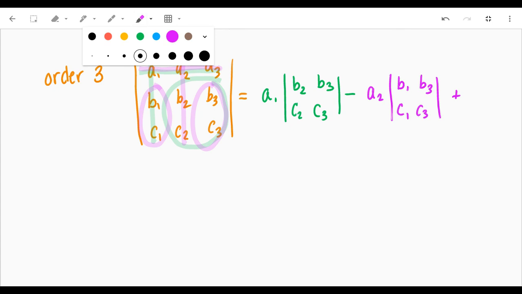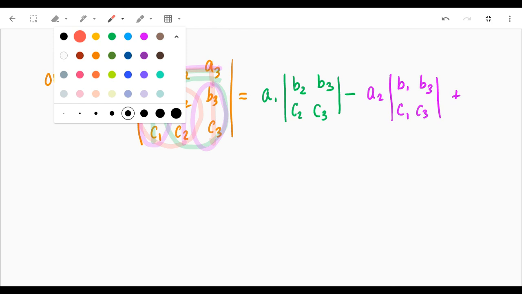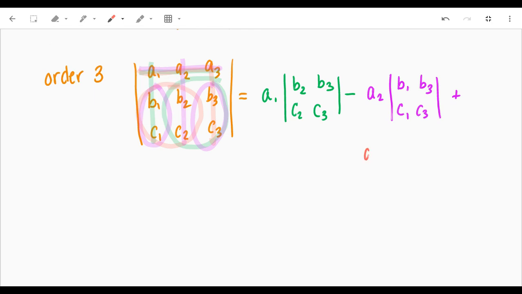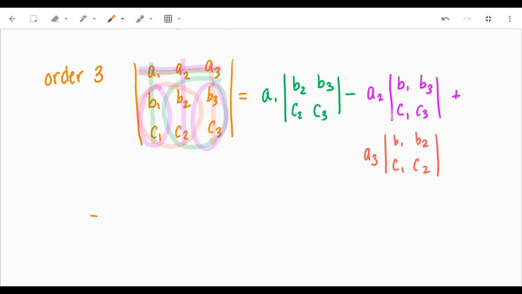And then let's grab a different color here. We take the third column, always the first row. So now we're left with these 4. So now we do A3. I'm going to write it down here. A3 times the determinant of B1, B2, C1, C2. So what that ends up being then, we're not done yet.